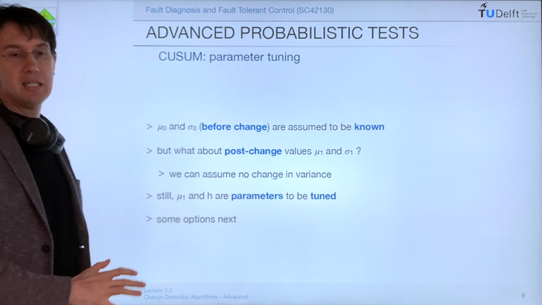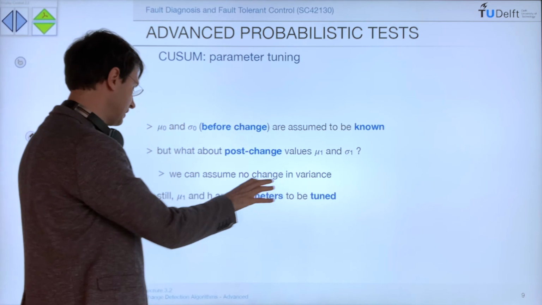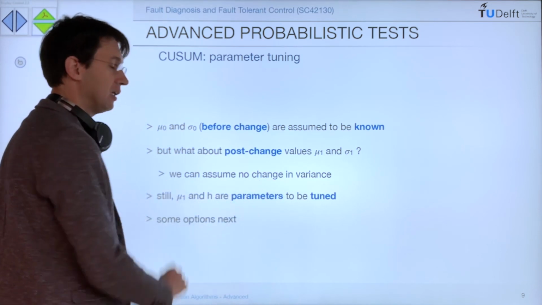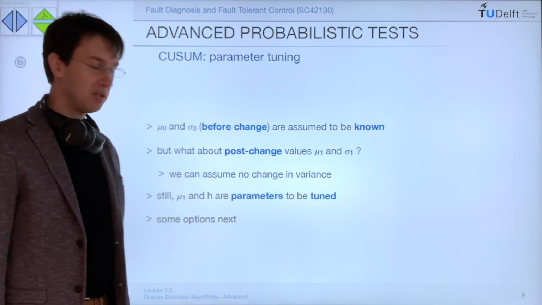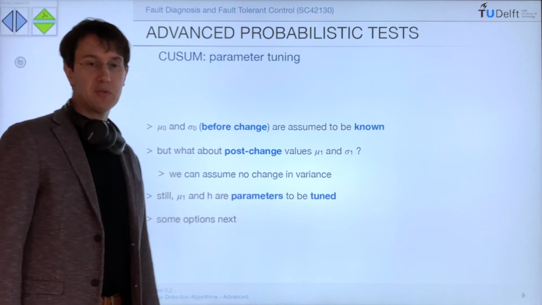Even if we make the simplified assumption that there is no change in variance, still, mu1, the post-change mean, is a parameter that we need to estimate from data. We don't know it. And finally, H is a parameter that we need to tune.